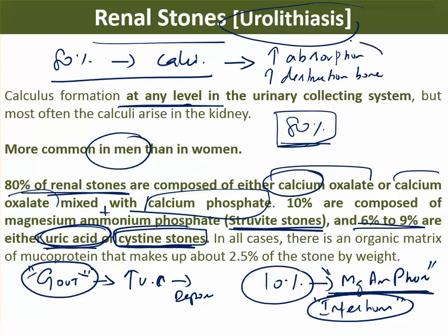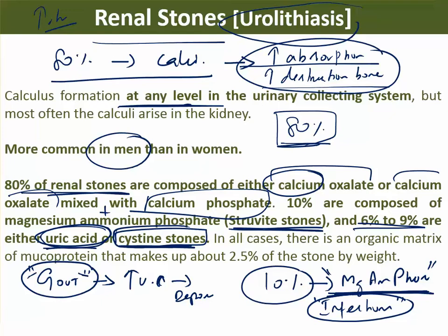Okay, these are the main two pathways of getting calcium into the blood. There may be increased absorption and there may be increased destruction of the bone. So what are the causes of metastatic calcification, which you studied in pathology? The same causes come here: increased vitamin D, which removes calcium from the bone, and hyperparathyroidism, which removes calcium from the bone.